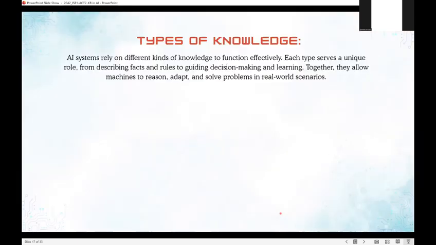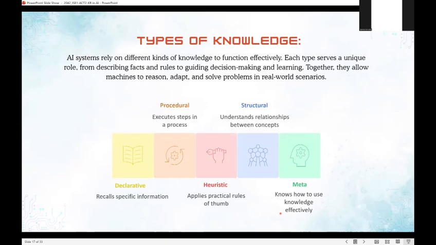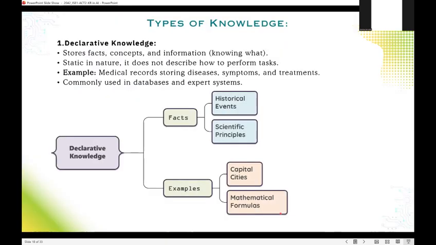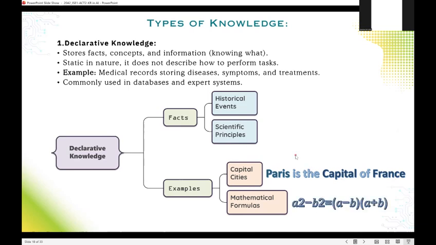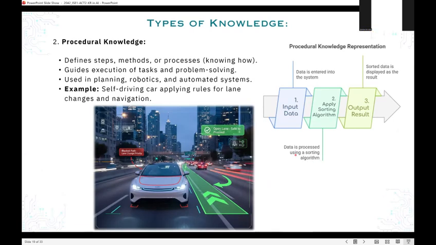So AI works with five kinds of knowledge. Let's see them one by one. The first is declarative knowledge. It uses facts and information. For example, Paris is the capital of France, or a mathematical formula. Next is procedural knowledge. It uses steps or methods, like how to drive a car. In a self driving car, applying rules for lane changes and navigation is a type of procedural knowledge.